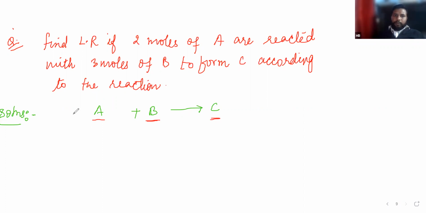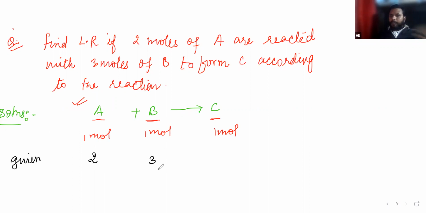Yes, sir. According to the balanced equation, 1 mole of this is required to react with 1 mole of this to give 1 mole of this. Is that clear? Now, according to the question, what is the given number of moles? 2 moles of A and 3 moles of B. Okay, now see what we do.